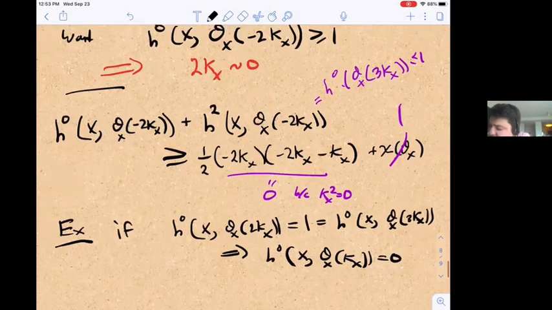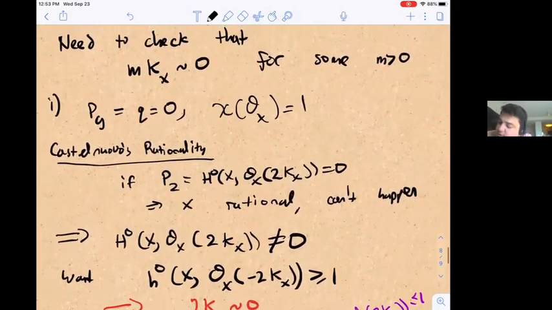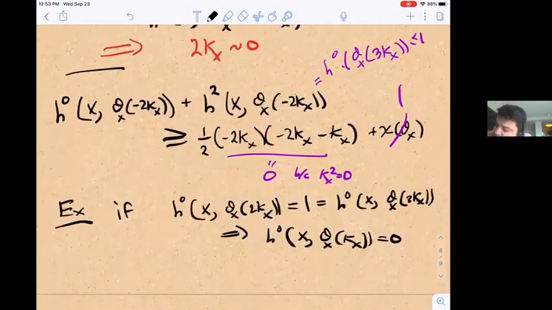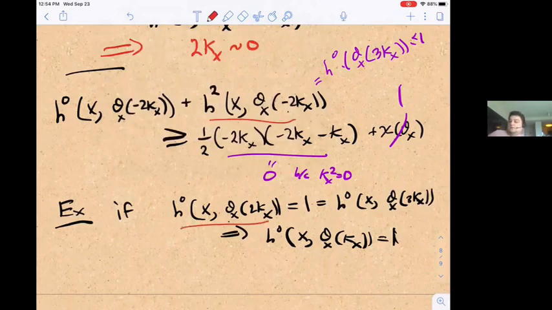We know we're in this case where p_g is also 0. So we know that, sorry, I meant to say 1 here. So we know that this is not 0. Sorry, this is not 1. We know that h0 of O(K) is 0. So we can't have both of these terms. Sorry, we can't have this term and this term. We can't have both this and this be equal to 1.